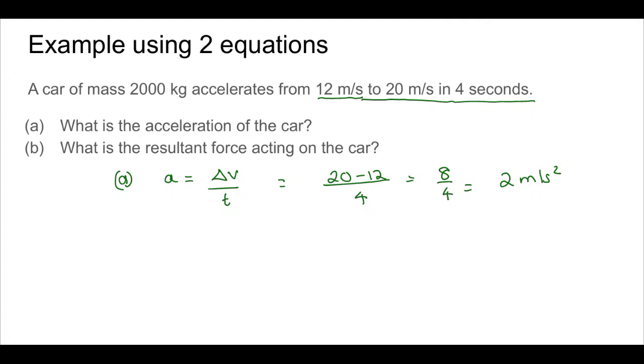And then in B, the resultant force. Well, now we've got the acceleration, we can use that along with the mass they give us in the question to work out the force. So here we're going to do the F equals ma bit. It's 2,000 for the mass and 2 for the acceleration, so that is 4,000 newtons. So you're going to get some practice today at using the equation that you learned last week as well.